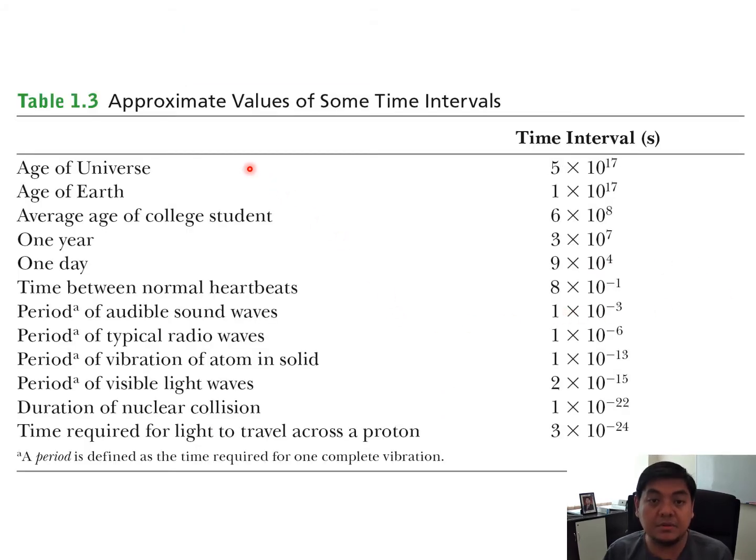So we look further. This is also the approximate values of some time intervals. This is for time. We have length, we have mass, and of course we have time, such as the time between normal heartbeats. It cannot be exact, because everybody does not have equal heartbeats. So that's why this is also approximation values only.